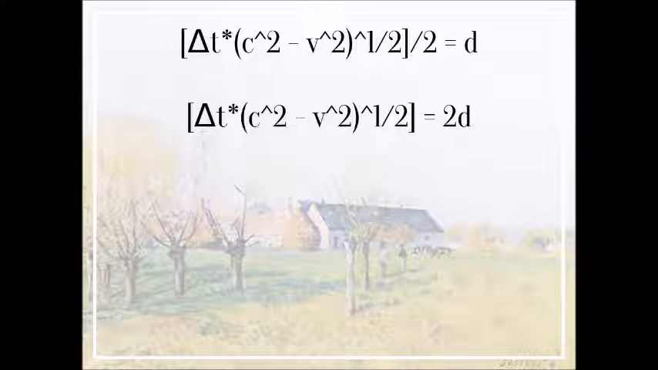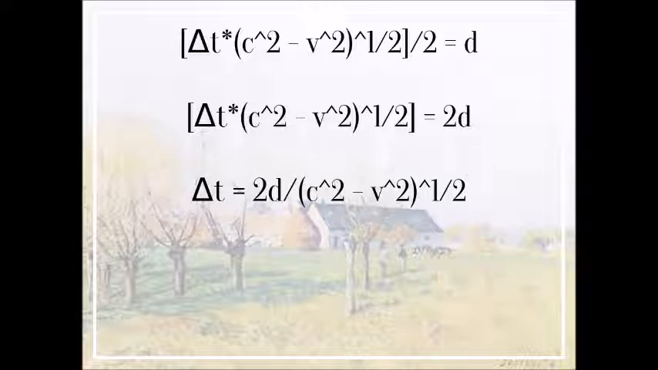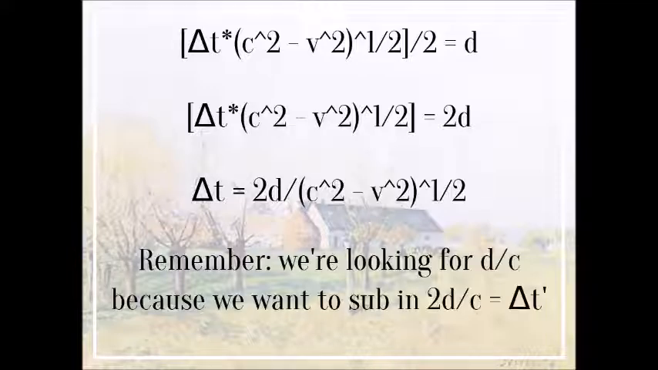And we will continue our work with dividing both sides of the equation by the square root of c squared minus v squared. And that gives us a nice delta t finally by itself. And since we are looking for that d divided by c, we're going to have to figure out how to bleed a c out of our c squared minus v squared component of the equation.